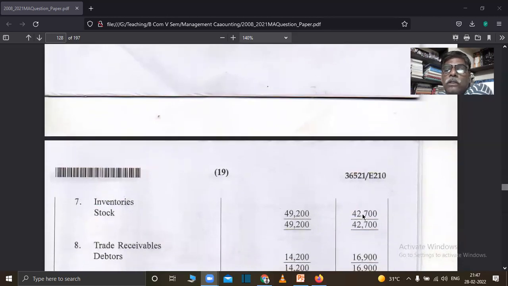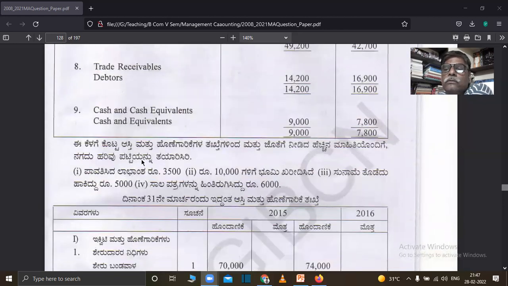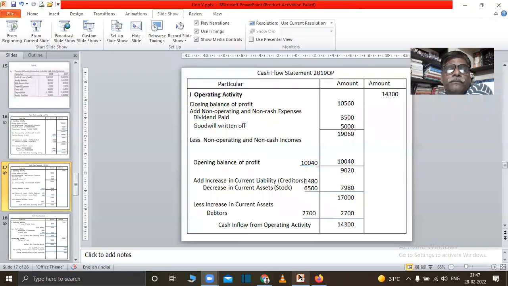Inventory stock decrease comes in addition. Debtors increase comes in less heading. Cash adjustment. Over, you see the solution.